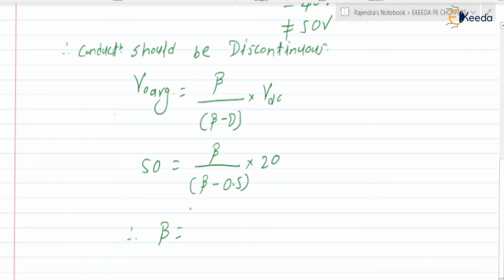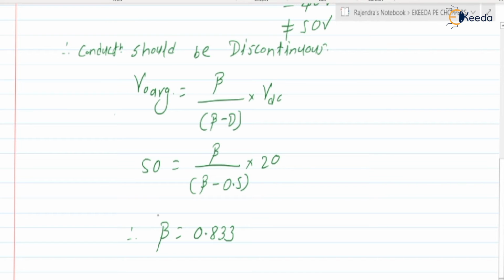From this, if we check, beta will be equal to 0.833 actually. We can simplify it as 50 beta minus 25 is equal to 20 beta. So 25 by 30 is nothing but beta, which is 0.8333. This beta means the instant till which the inductor releases the energy.